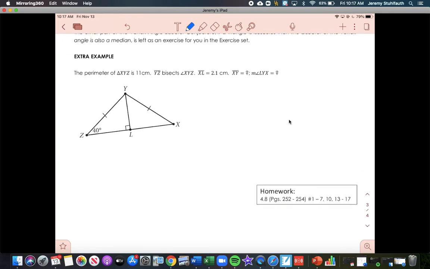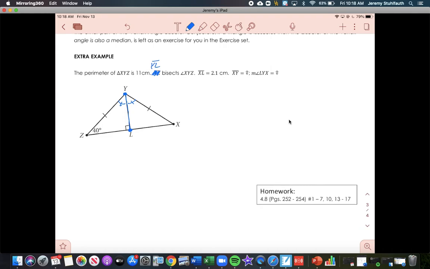How can we apply all this? It says the perimeter of triangle XYZ is 11 centimeters. YL bisects angle XYZ. My fault, that was a typo. So what does that tell us? That tells us that this right here is an angle bisector, so we know that this angle is congruent to this angle right here.